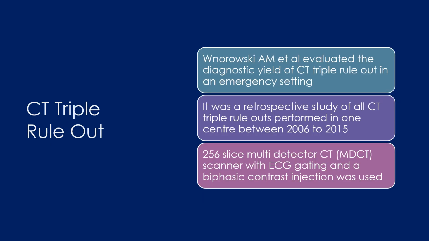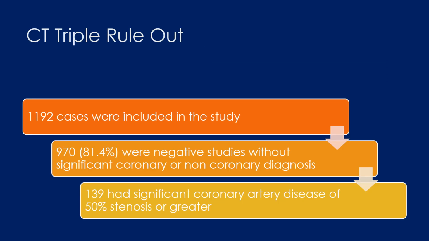Norosky and associates evaluated the diagnostic yield of CT triple rule out in an emergency setting. It was a retrospective study of all CT triple rule outs performed in one center between 2006 and 2015. 256 slice MDCT scanner with ECG gating and a biphasic contrast injection was used. 1,192 cases were included in the study.